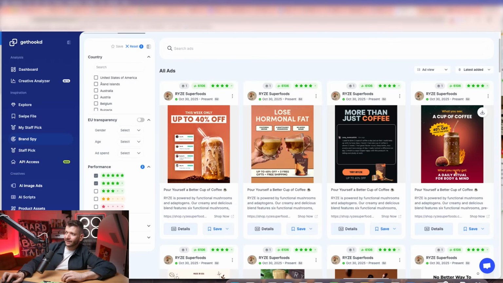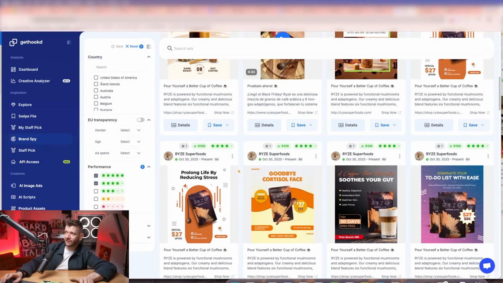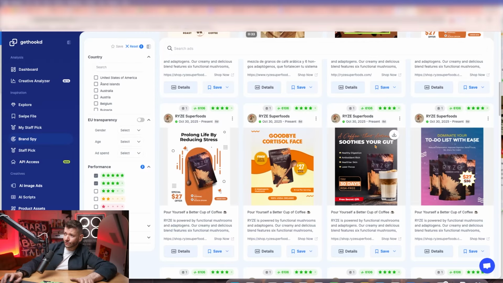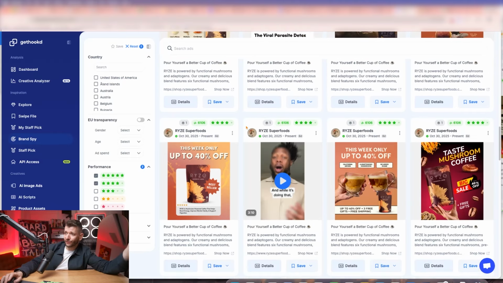This one here says daily ritual for body and mind, right? So it's not talking about fat. It's not talking about losing weight. It's talking about daily ritual for body and mind. Why? Because some people will respond more to this than they will respond to losing fat. Some people care about certain things more than other things. But then they have a bunch of these, right? They have no better way to start the day. Another one here, soothes your gut. Like this is for your gut. It's not for losing weight or losing fat. It's about making your gut system more functional, more user-friendly.